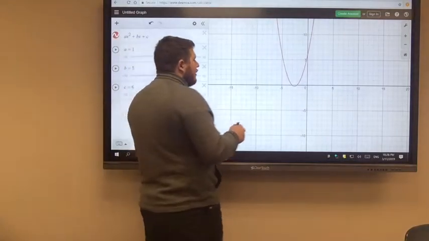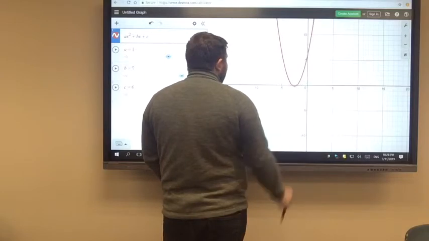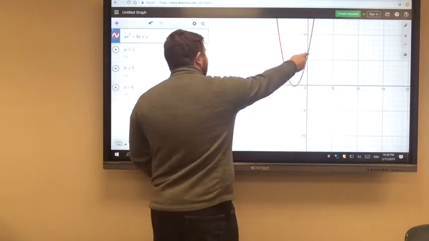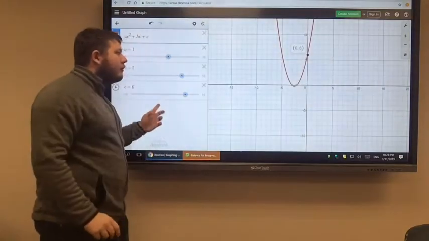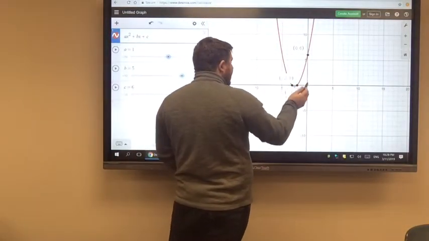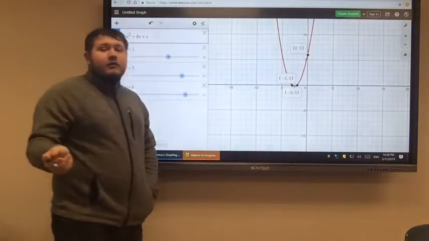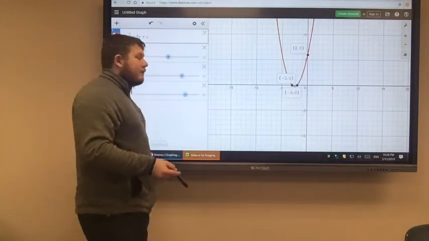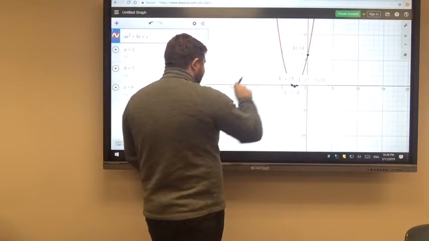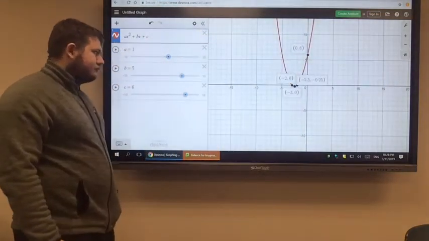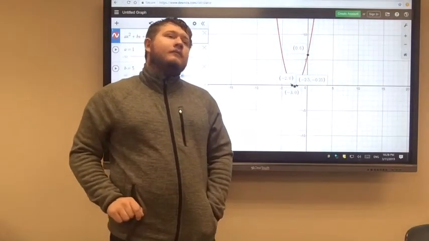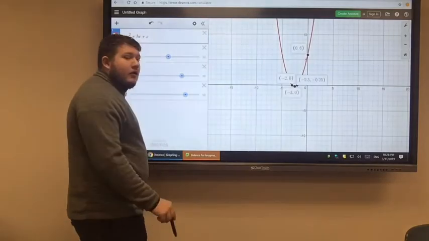From our graph, we can tell by looking at this that our y-intercept is 6 from c right here. Our roots are negative 3 and negative 2, and you can find those with any formula you would like. And our absolute minimum is at negative 2.5 and negative 0.25. Okay, and that's all the basics that you need.